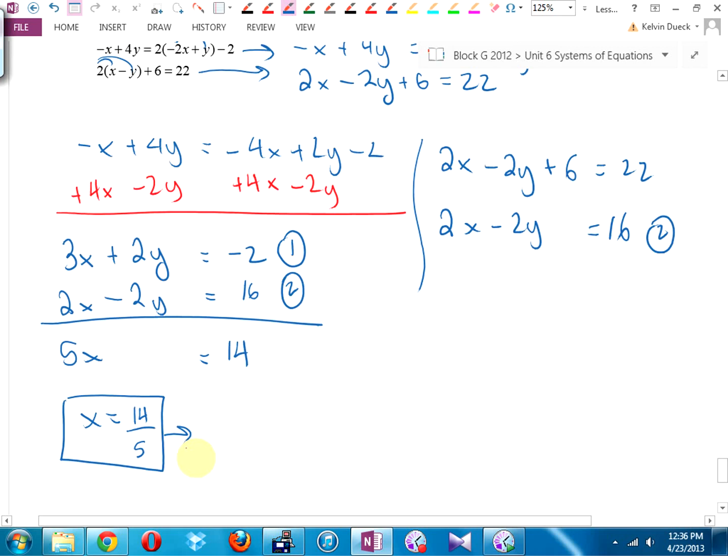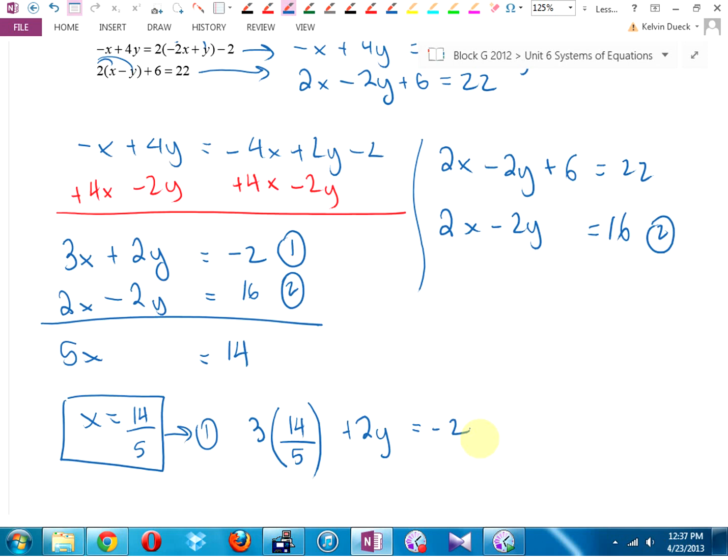Let's go find y. I think I'm going to stick it into equation 1. So it's going to be 3 bracket 14 over 5 plus 2y. Sorry? Am I wrong? x is 14 over 5. Wherever I see an x, I'm writing a 14 over 5. I think I'm right.